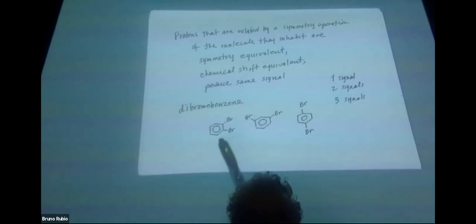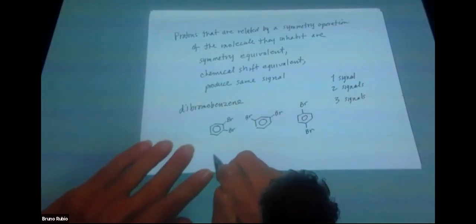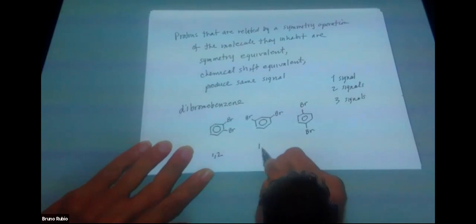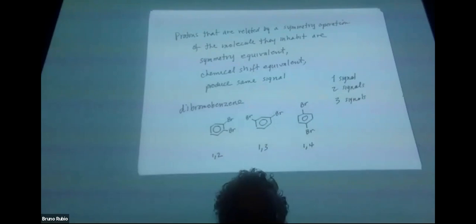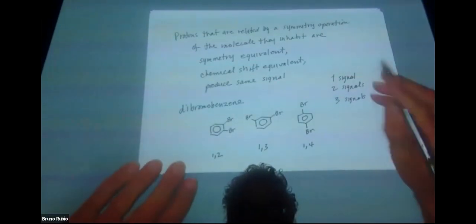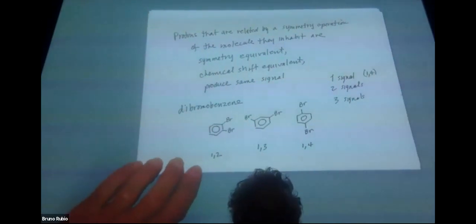Right here, here are the 3 dibromobenzenes. I'm going to call this one the 1,2 dibromo. I'm going to call this one the 1,3 dibromo. I'm going to call this one the 1,4 dibromo. So one of these guys produces 1 signal. Which one is it? Oh, it's going to be the 1,4. It's going to be the 1,4 that produces 1 signal.